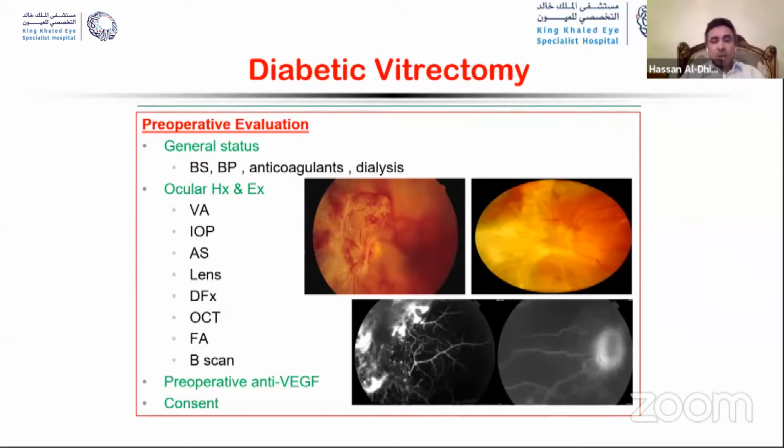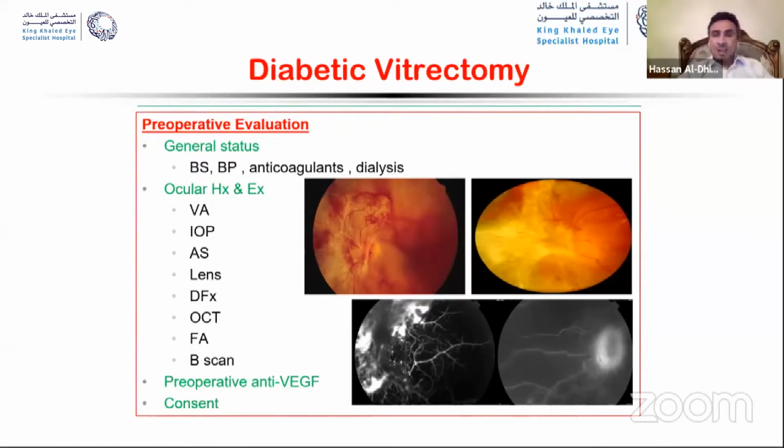If there is no view, B-scan can be really helpful in looking at the type we have: either only vitreous hemorrhage or one associated with traction retinal detachment. Is it localized or really huge? It could predict whether there is a possibility of combined rhegmatogenous detachment.